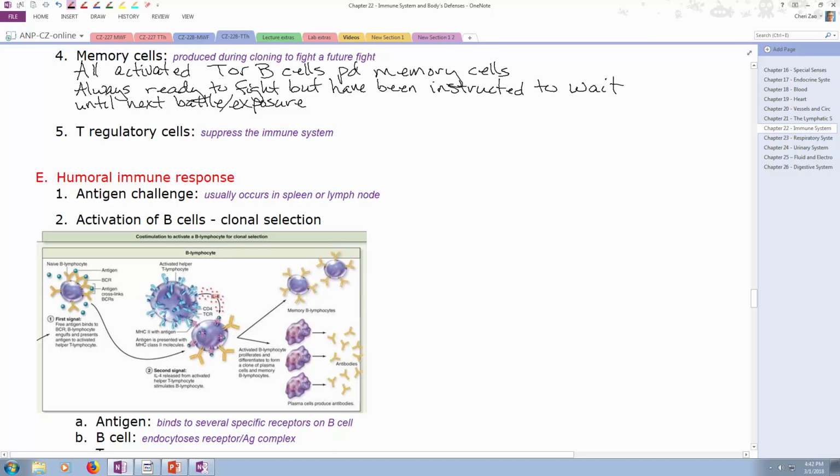Memory cells, are they naive? No, they are not naive. Memory cells have seen the enemy and they know actually what it is. So, able to respond faster and more efficiently next time.